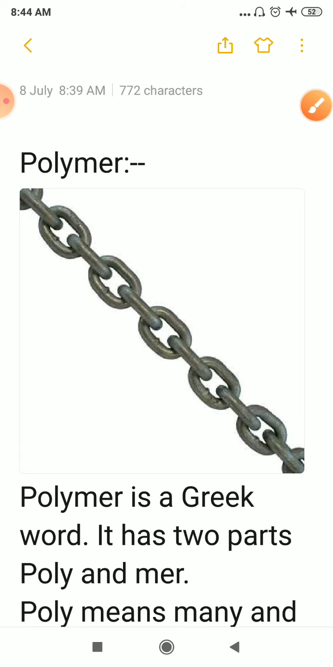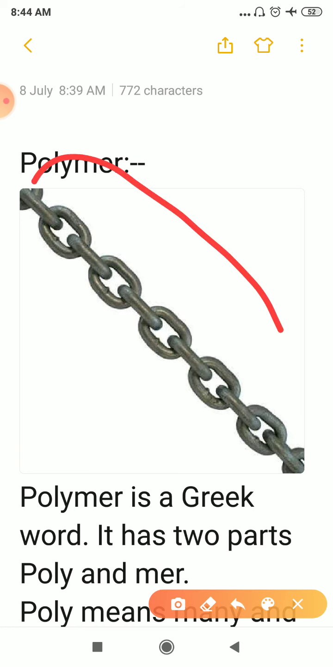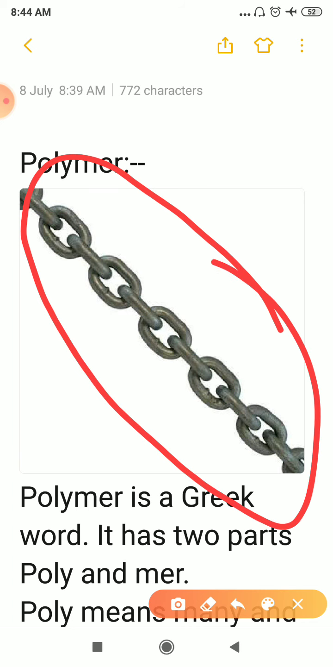What is this? Everyone knows, you can easily recognize this. This is a chain, an iron chain. How is it prepared? To prepare this chain, first a small part of the chain is prepared and those small parts are linked with each other.